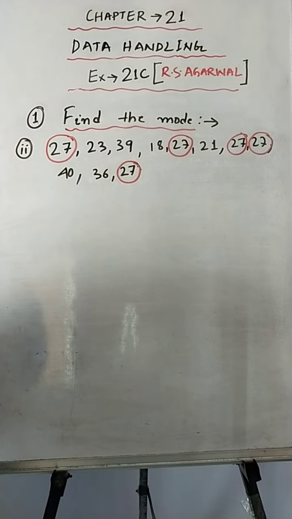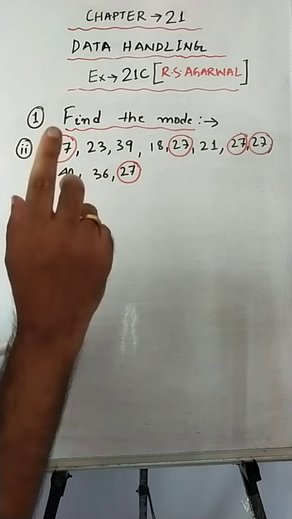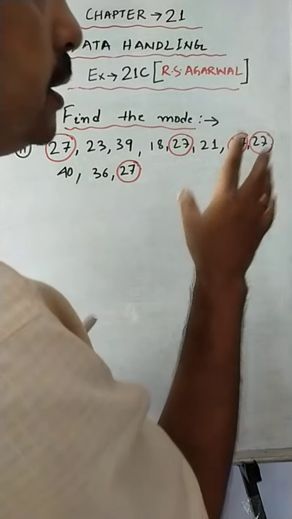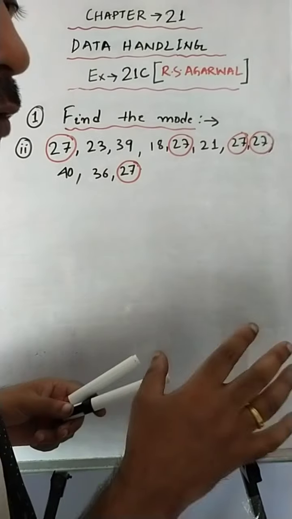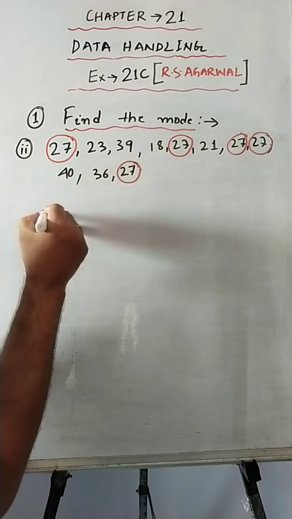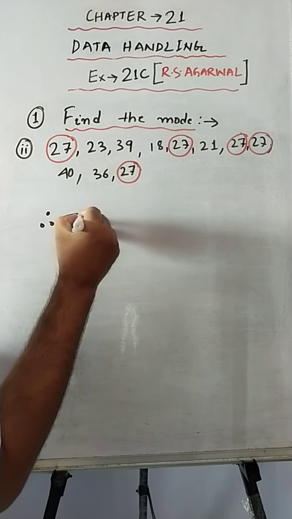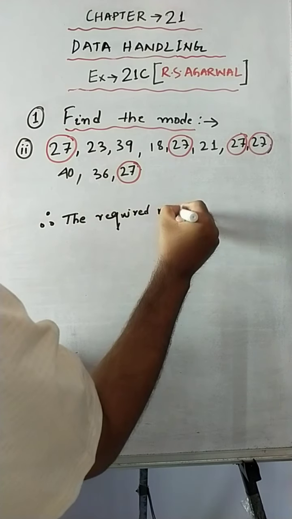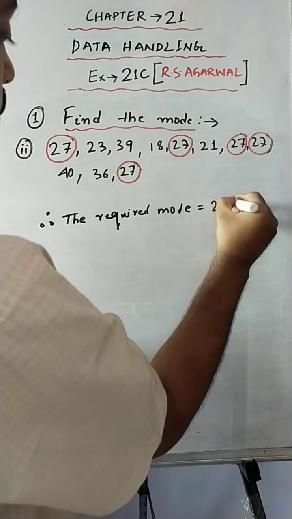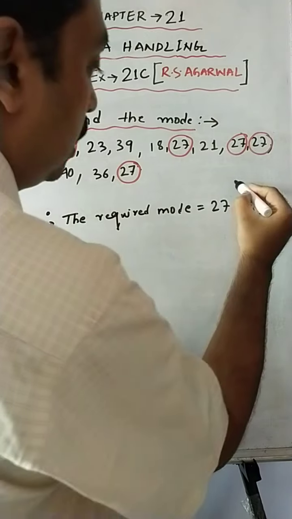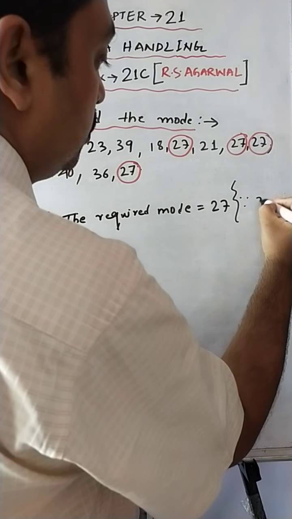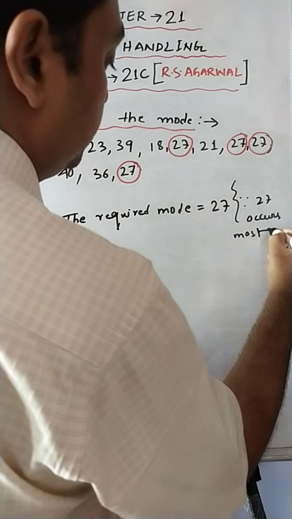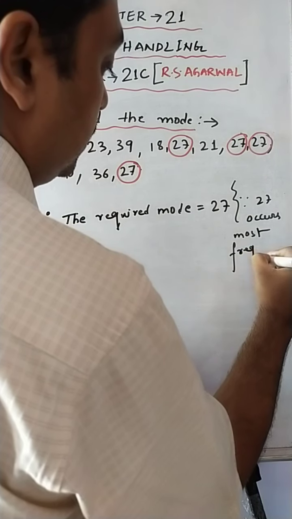So your required mode will be 27. But I would advise all of you to please write all the data in ascending order. That will be very helpful for you. I am doing it directly. So therefore the required mode is equal to 27. Now why 27? Since 27 occurs most frequently. You have to write the reason also.